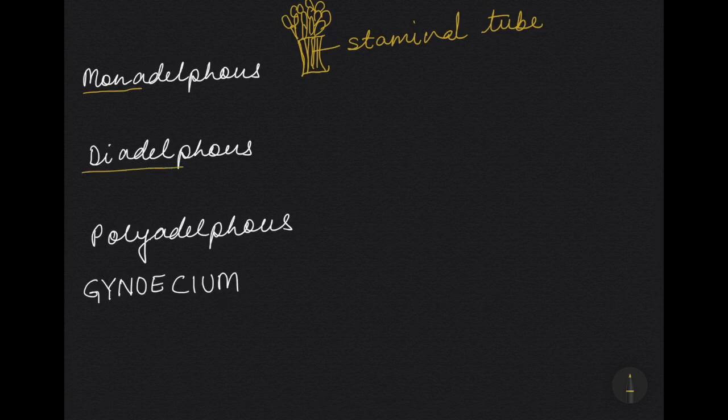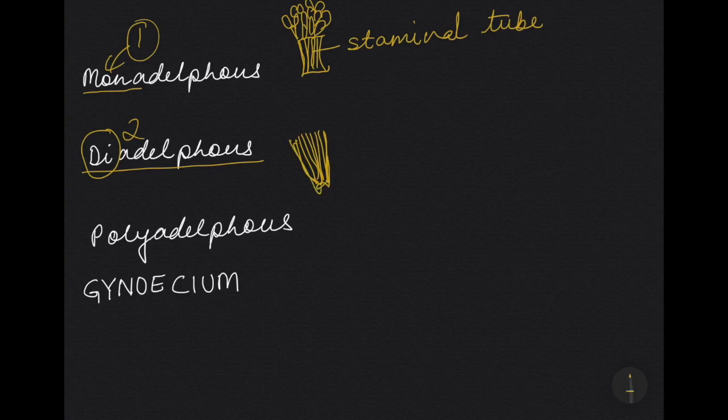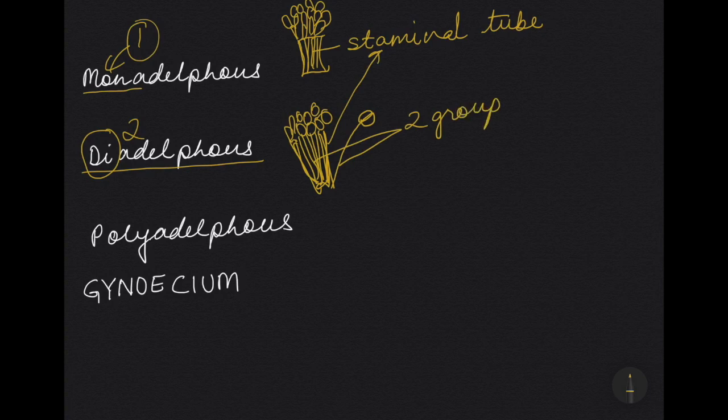Next we come to diadelphous. Di means two. Mono, I told you, means one. Okay, di means two. So diadelphous means the filaments are united in two bundles. Okay, in pea, out of 10, 9 stamens form one group forming a staminal tube like this. Okay, and these are the anthers, and then one is separate. So it is forming how many groups? Two groups. This is in the case of pea.